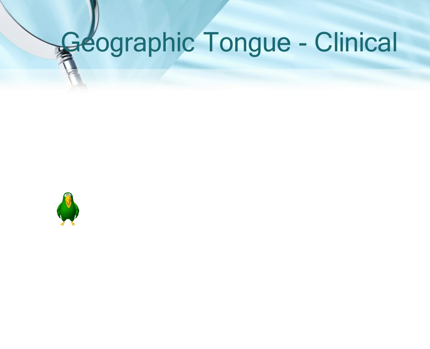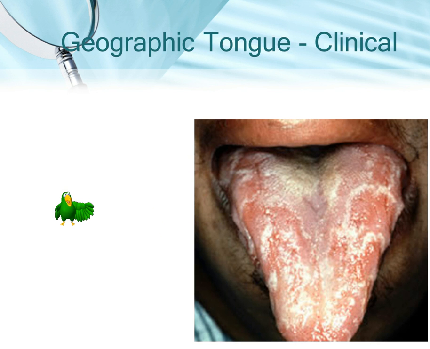So, let's take a look at a clinical image of geographic tongue. Geographic tongue can be a really cool lesion at times. It can present in lots of different patterns, but it involves the loss of the filiform papillae on the dorsal surface of the tongue.